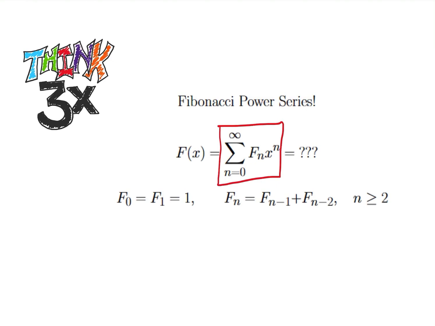So the coefficients in this are the Fibonacci sequence. We have f sub 0 and f sub 1 defined as just 1, and then subsequent terms in the sequence are defined as the sum of the previous two terms. So if you'd like to see if you can simplify this, go ahead and take a minute and see if you can do it. Otherwise, we're going to jump straight into a solution.